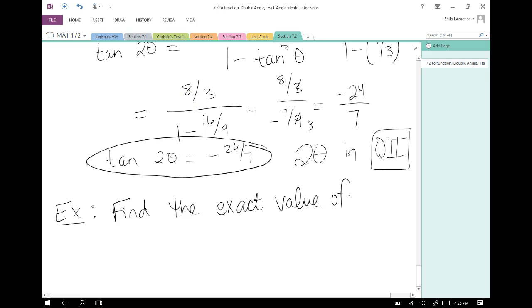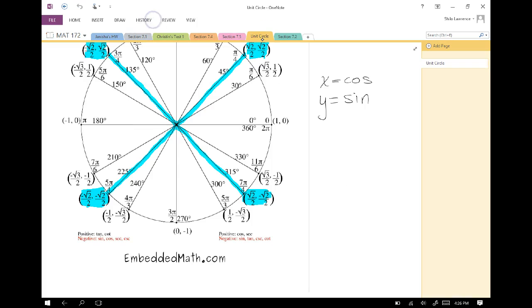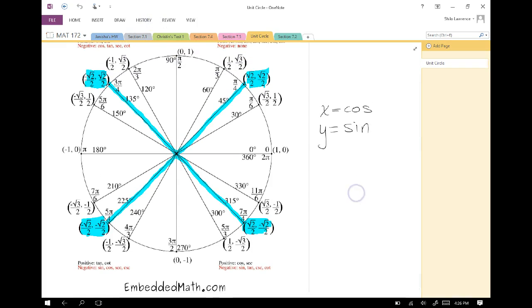We are going to find the exact value of cosine of pi over 8. I want to find the exact value of cosine of pi over 8. Anytime you are asked for an exact value, that means you've somehow got to use the unit circle. So if we go to our unit circle, you are not going to see pi over 8 on there. Pi over 8 is not on here anywhere.